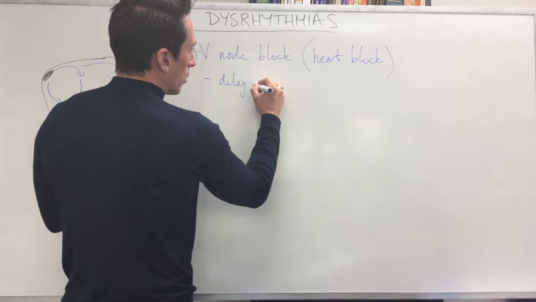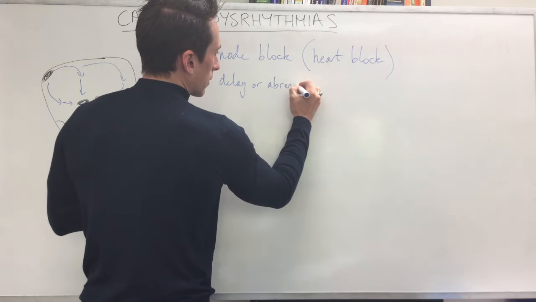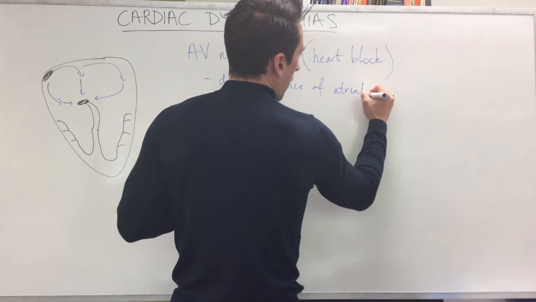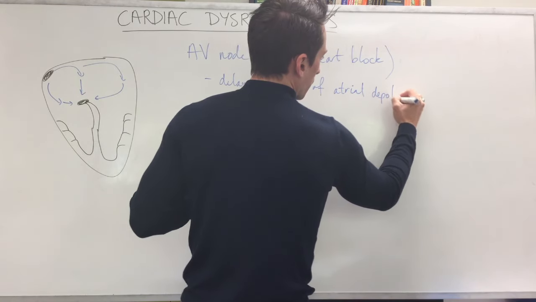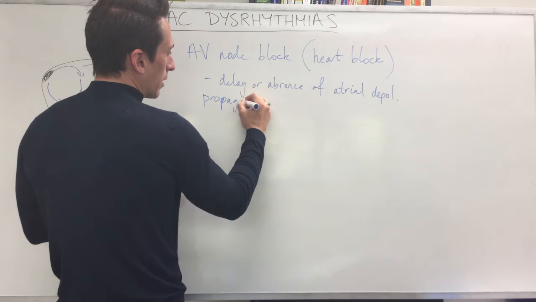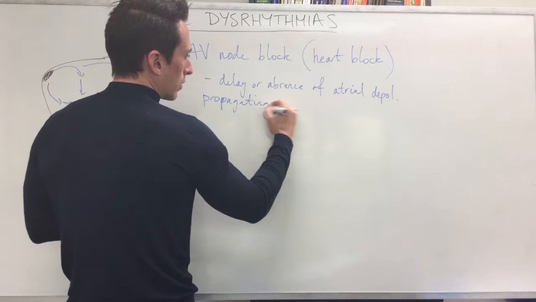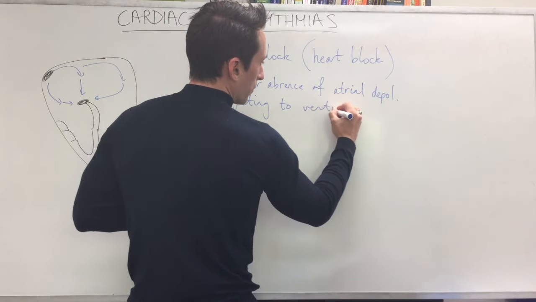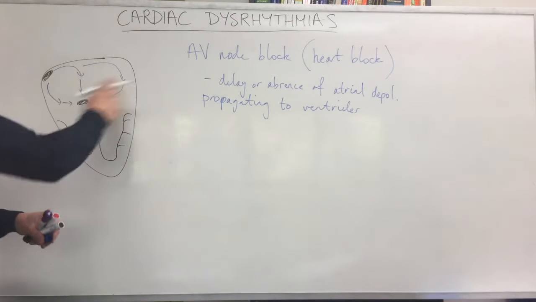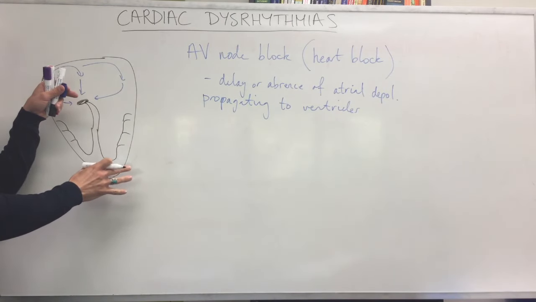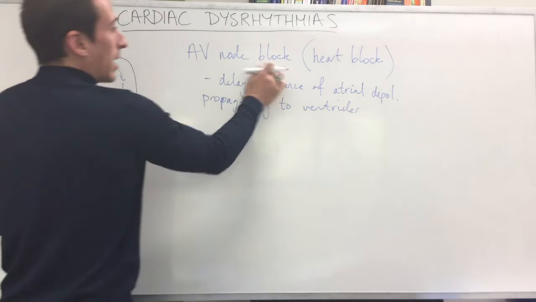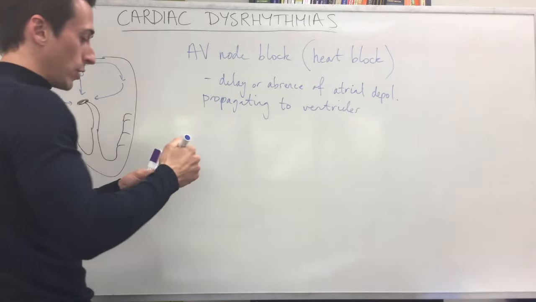So what it is, is a delay or absence of atrial depolarization propagating to the ventricles. I'll state that again. It's a delay or absence of all this atrial depolarization propagating through to the ventricles. So it's either a delay of some sort or it's not happening. Now you can break this AV node block or heart block down into three different types.